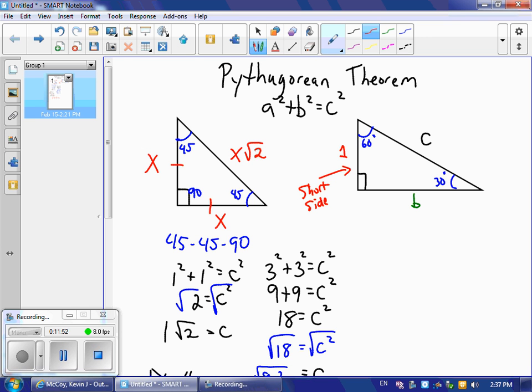It should make sense because it is the smallest side. It is also opposite of the 30-degree angle. See, when I draw the 30-degree arc, it doesn't touch the left side of this thing. That's why it's the opposite.